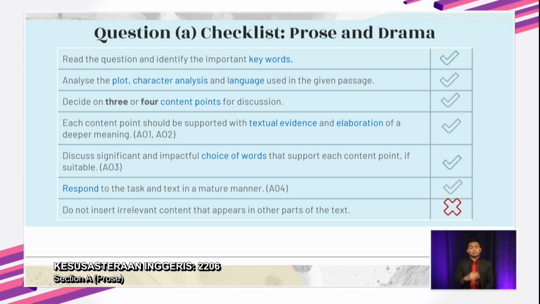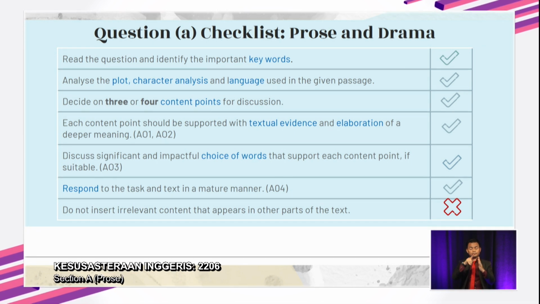How much are we going to write? Am I going to discuss the entire passage? No. To answer the given task, decide on 3 or 4 points that I wish to discuss. And normally, I would suggest the 3 or 4 points translate into 3 or 4 paragraphs. Each of these content points, if I have 3 content points, I should have enough textual evidence to support them.